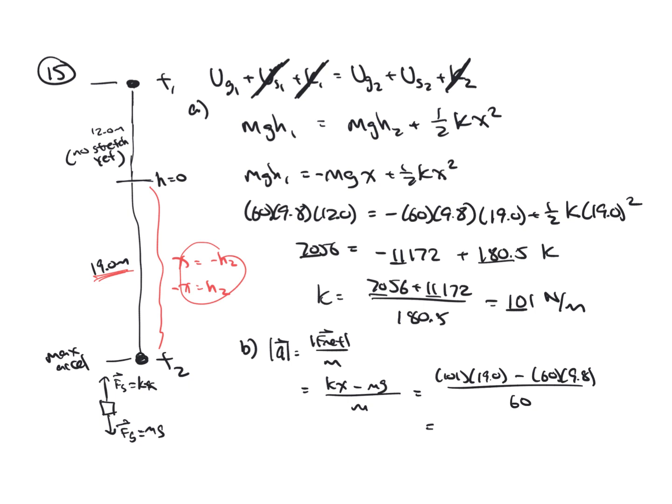101 times 19 is 1919 minus 60 times 9.8, 588. So I'm just double checking that the net force at the bottom is actually larger than the net force during free fall. And it is. 1919 minus 588 is like 13 something. And that's definitely more than 588. Okay, so we're going to get the right answer here, I hope. Getting 22 meters per second squared. Up.